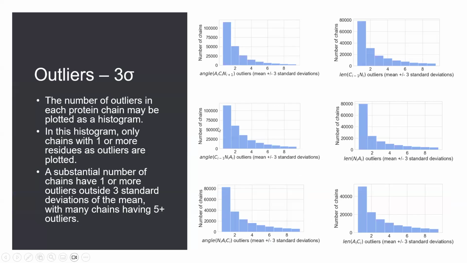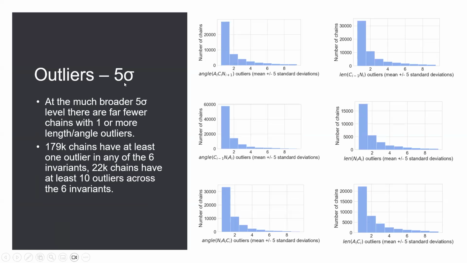And then we can make these plots of outliers. So we've got the length and angle outliers here. We've plotted chains; the count on the y-axis is the number of chains. So we've plotted chains where there's at least one or more outliers, up to 10. There's generally quite a lot of the 753,000 that have at least one outlier in either the angles or the lengths. But this is only 3 sigma, so it's not the strictest definition of outliers.